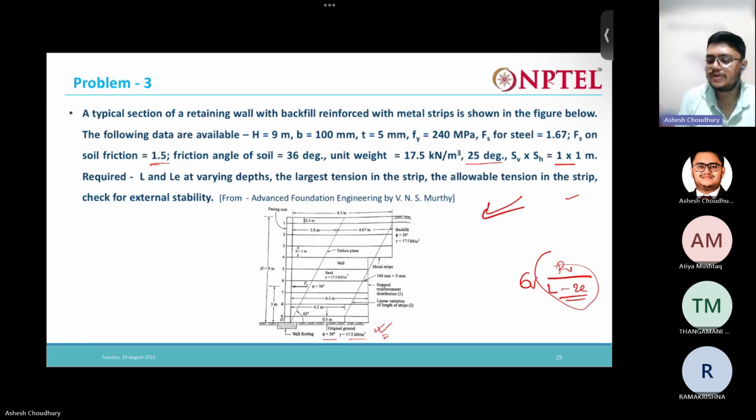Next class, we will be solving problems on reinforcement of embankments using geotextiles or geogrids. We'll be solving that part, and also one more problem. This problem two that was left, we'll be solving that problem. I hope these basics were clear from these problems. These were meant for that purpose only.